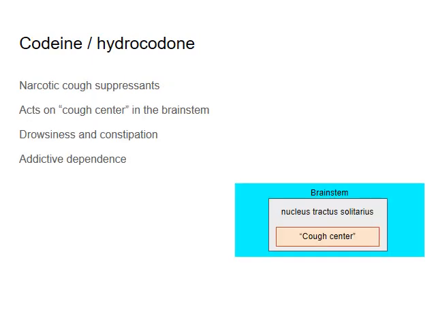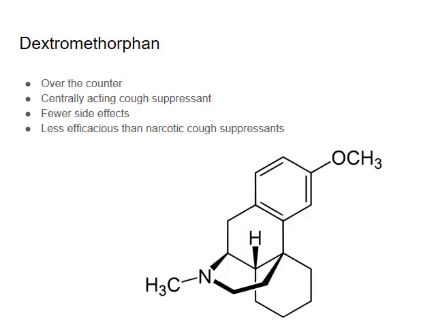Narcotic cough suppressants, including codeine and hydrocodone, are thought to act on the cough center found in the brainstem. Side effects may include drowsiness and constipation, and may cause addictive dependence. Dextromethorphan, an over-the-counter centrally acting cough suppressant, has fewer side effects and less efficacy than other narcotic cough suppressants. It is thought to have a different site of action than narcotic cough suppressants and can be used in combination with them if necessary.